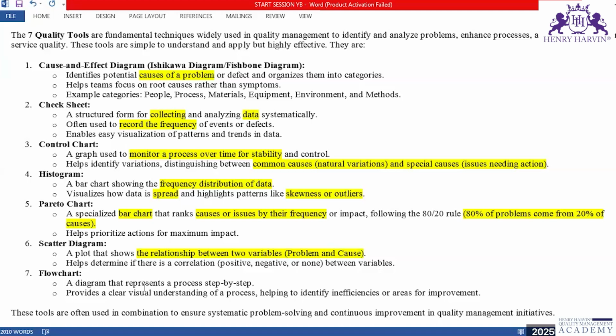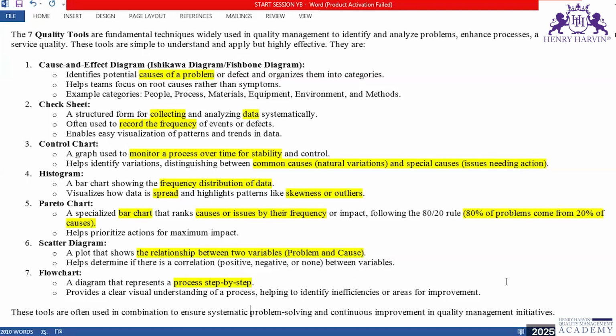Flow chart, a diagram that represents a process step by step. So I want to know what happened. What happened means you tell me the steps. So it provides a clear visual understanding and helps identify inefficiencies and areas of improvement. I hope everyone understands so far.